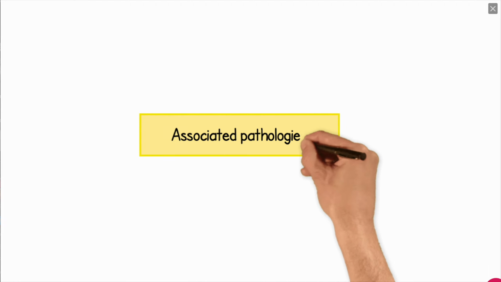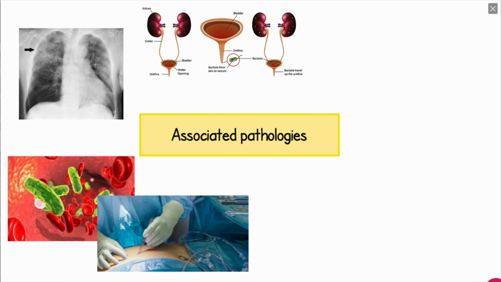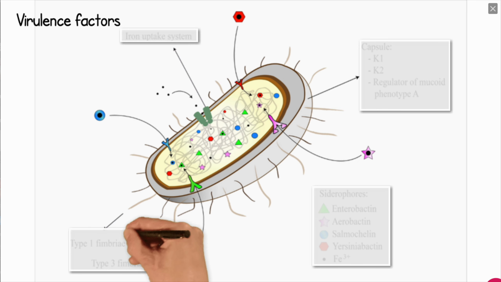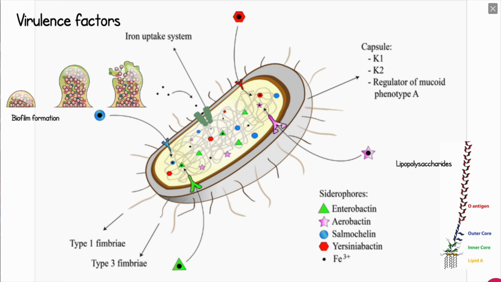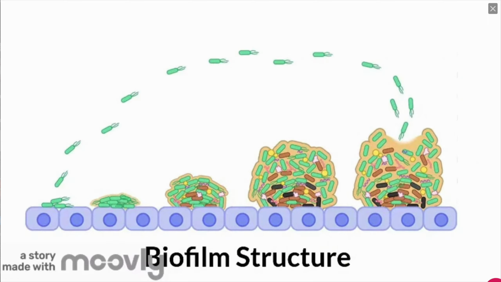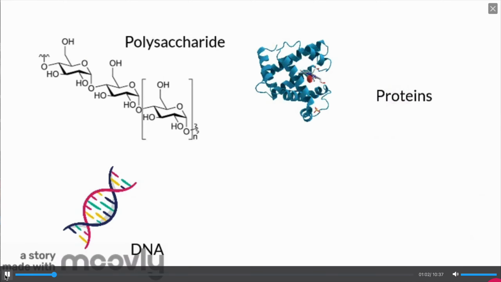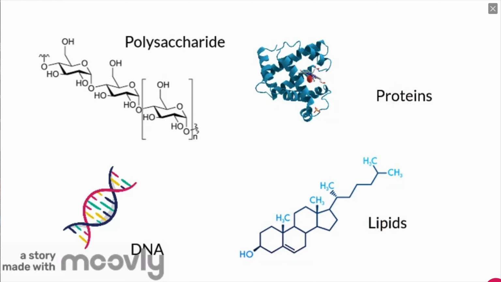The bacteria has some associated pathologies, such as pneumonia, urinary tract infections, bloodstream infections, wound or surgical site infection, meningitis, abscesses, and cellulitis. The main virulence factors from the bacteria are the capsular polysaccharide, fimbriae, iron chelating compounds, siderophores, biofilm formation, and lipopolysaccharide. And lipids, all derived from the bacteria themselves as well as from the host.